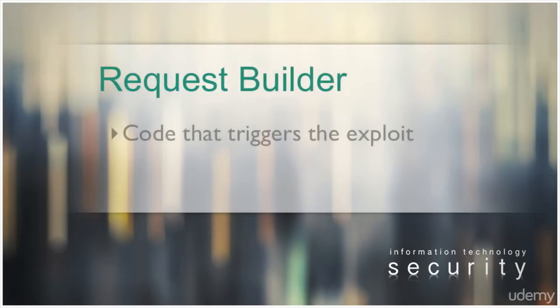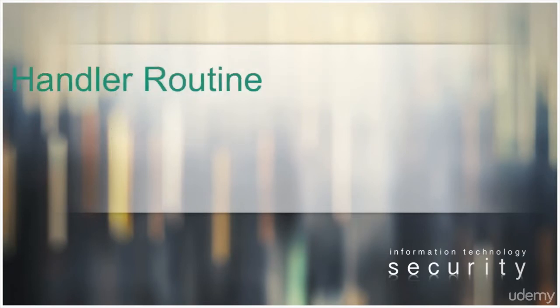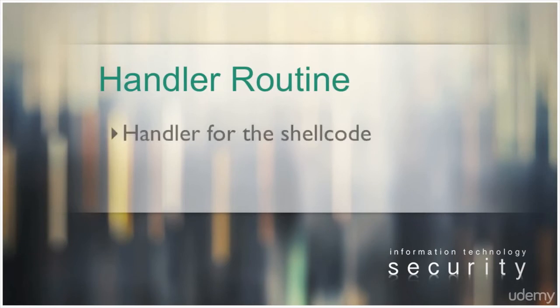Request builder is the code which triggers the exploit. For string functions, scripting languages are generally preferred. Handler routine generally consumes the majority of the code. This is a handler for the shellcode, doing operations like linking to a bind shell or connecting a console to a socket.